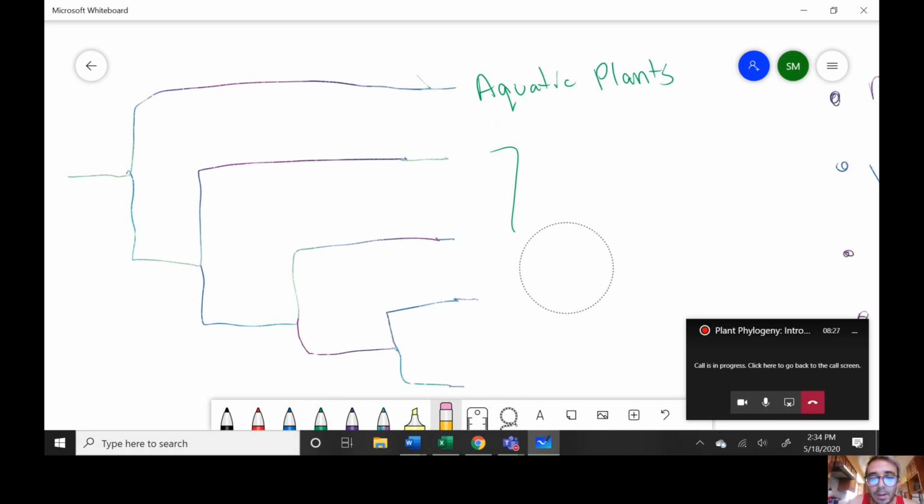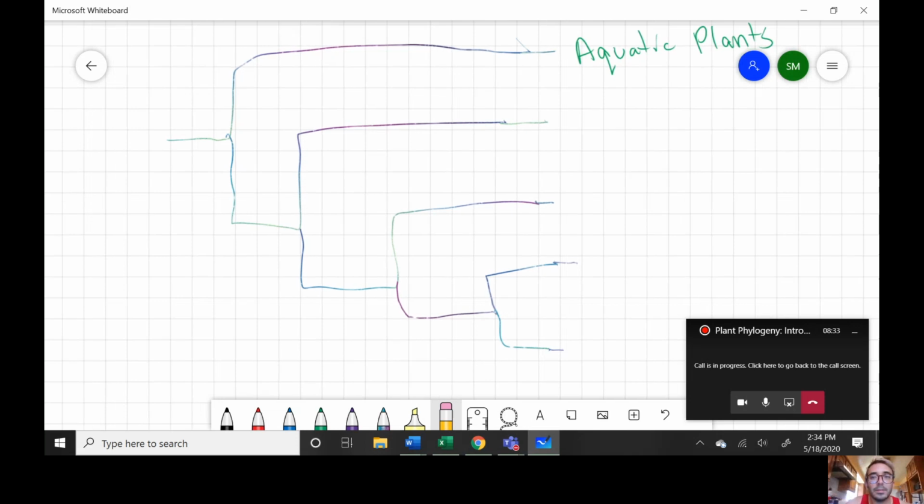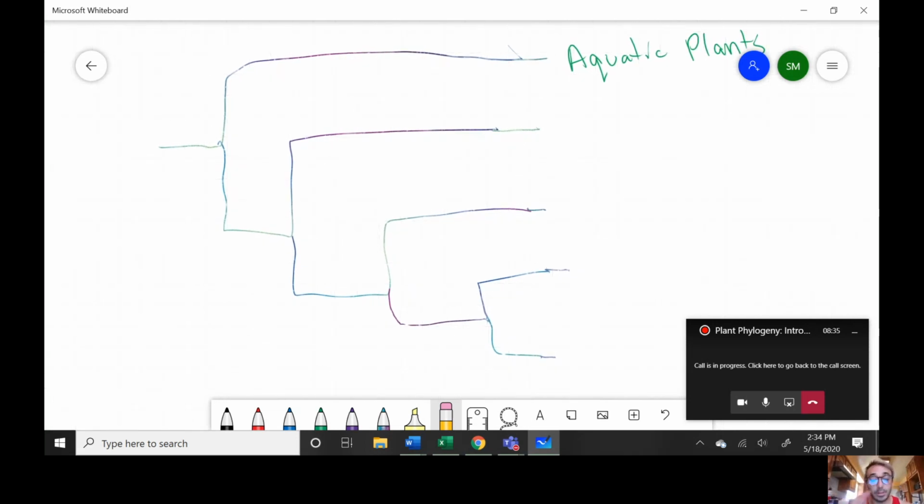And you guys can probably be like, well, what's an example of an aquatic plant? Well, green algae, right? Green algae is an aquatic plant. So we'll put our aquatic plants there. Bam, good. We got our aquatic plants.